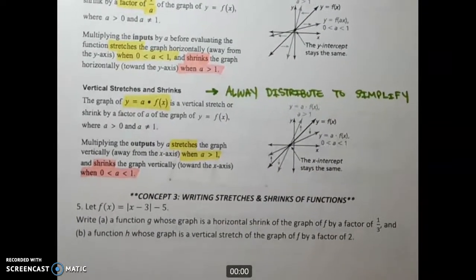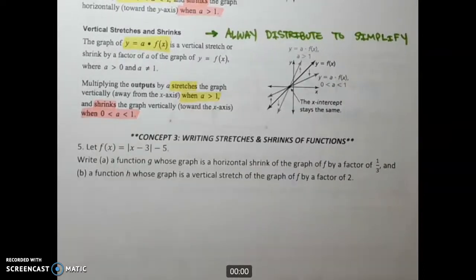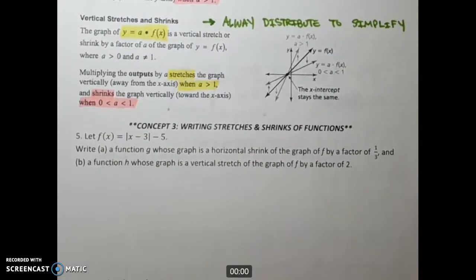I am going to go ahead and show number 5 here. And here we go. We have f of x equals the absolute value of x minus 3 minus 5. So we have this function. Again, it's already been manipulated, and what I'm going to do is continue to manipulate it. It says, write for letter A a function g whose graph is a horizontal shrink of the graph of f by a factor of 1/3.